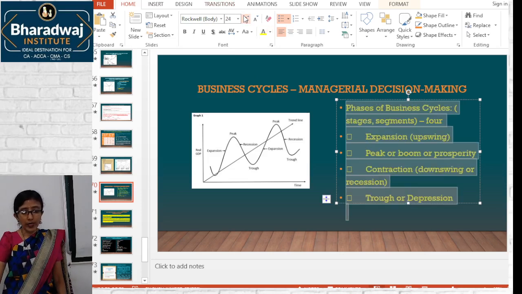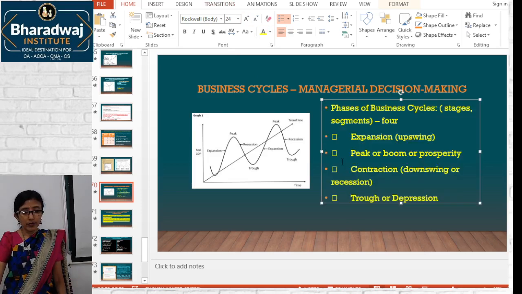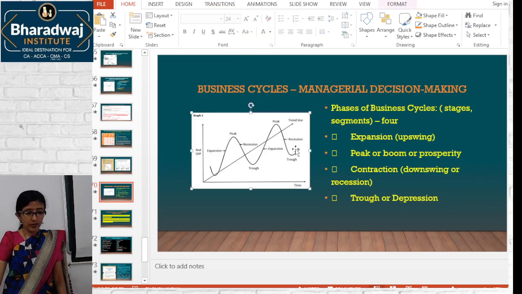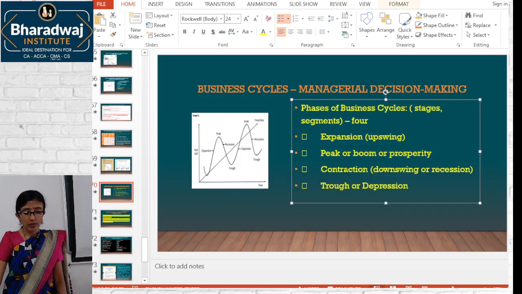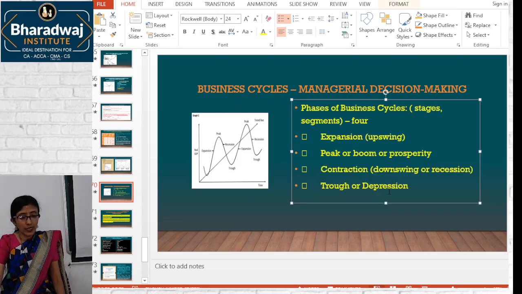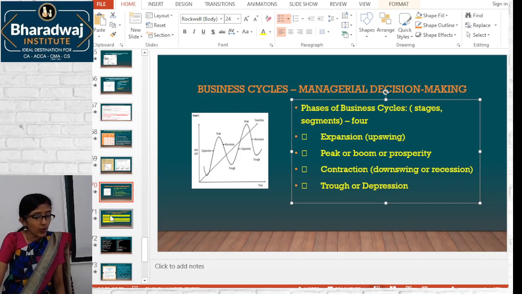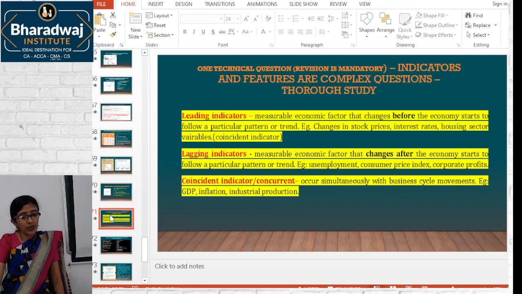They are very important. Look at the 4 phases of business cycle: expansion, peak or boom or prosperity, contraction, trough or depression. 4 phases you have to know. And the other one is indicators. Leading, lagging, coincident indicators with the examples.